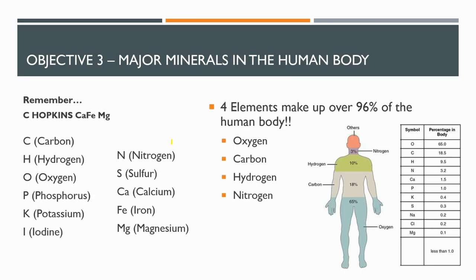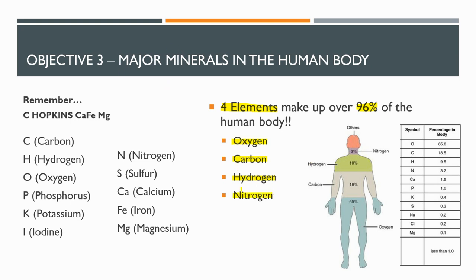Now, we're going to go ahead and move to objective 3 because it ties in with elements. Of all the elements in the periodic table, as you saw, there were over 100. There are four elements that make up about 96% of our bodies. Of all the different elements, we have a lot of them that have particular functions and are involved in our physiology, but 96% of our bodies are made up of oxygen, carbon, hydrogen, and nitrogen.